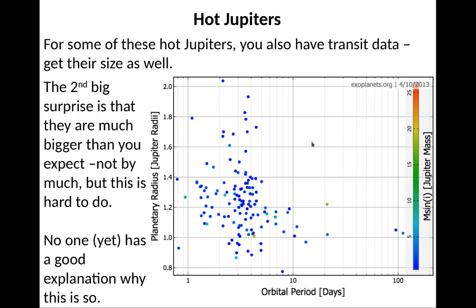Okay. Now, the other big surprise when people started doing transits is that if you have a transit, you can get the size of these hot Jupiters. The second big surprise was that they're much bigger than you expect. Not by a whole lot, but by enough that it's actually very hard to explain. So no one has a very good explanation of why this is so.